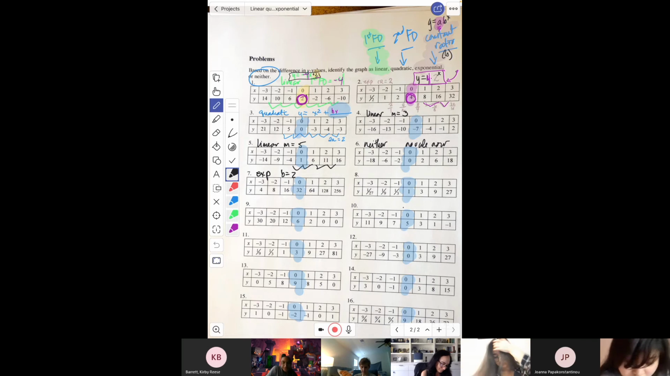Number 8. Any ideas? Christopher, any ideas you don't want to share? Number 8, linear, quadratic, exponential, or neither? Abiella? Natalie? Nathan? Reese? Number 8. Oh my goodness. Exponential. It is exponential. And what is our base? 3. Thank you. Number 9, linear, quadratic, exponential, or neither?